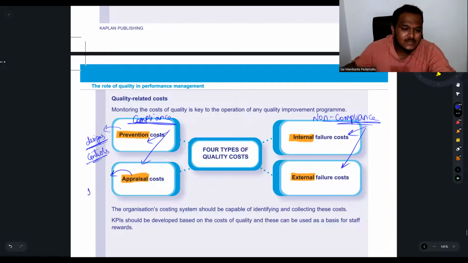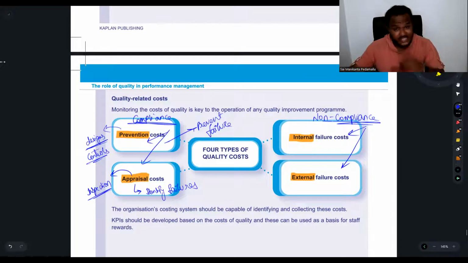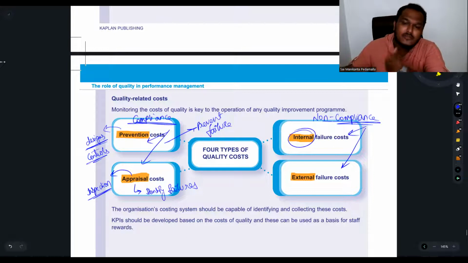Appraisal cost means inspections will come here, to figure out or identify any failure. This is incurred to identify failures. This is incurred to prevent failures. Then, even after doing prevention and appraisal, if there are still failures, internal failures mean within the organization, we found out that there are some deficiencies or defects.